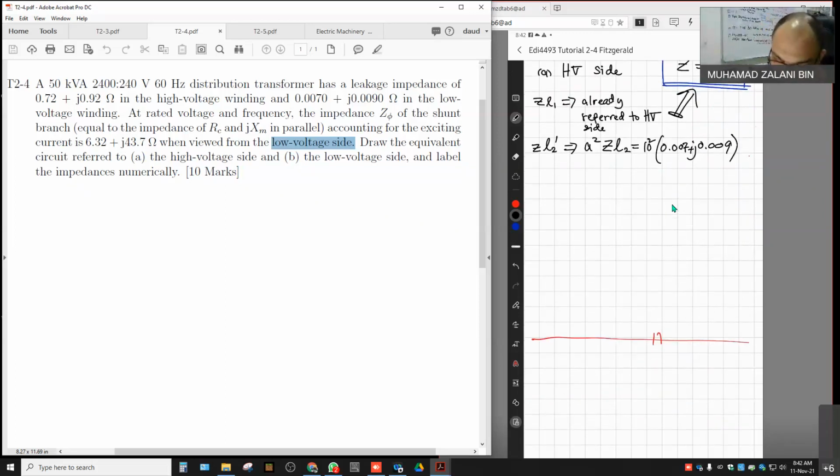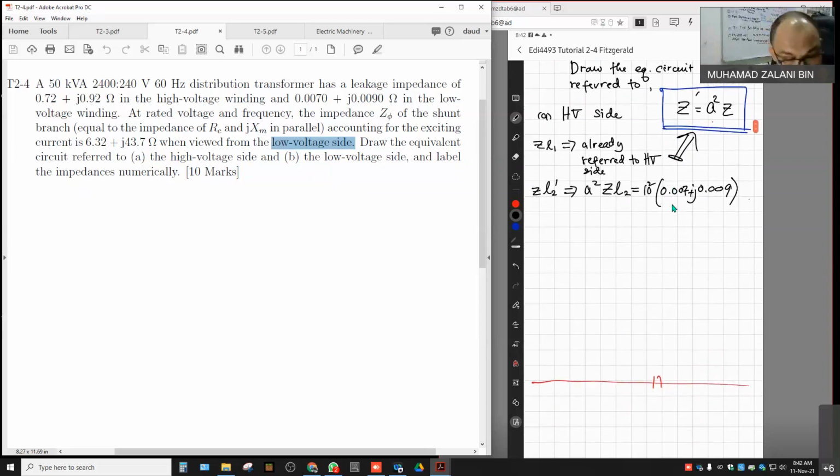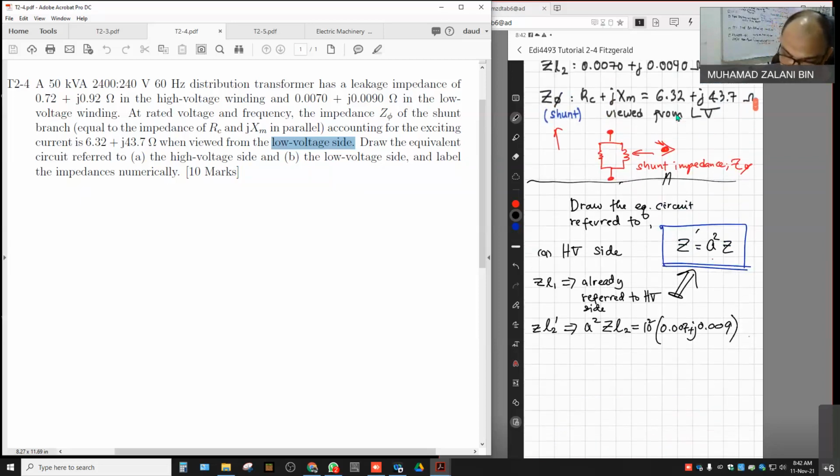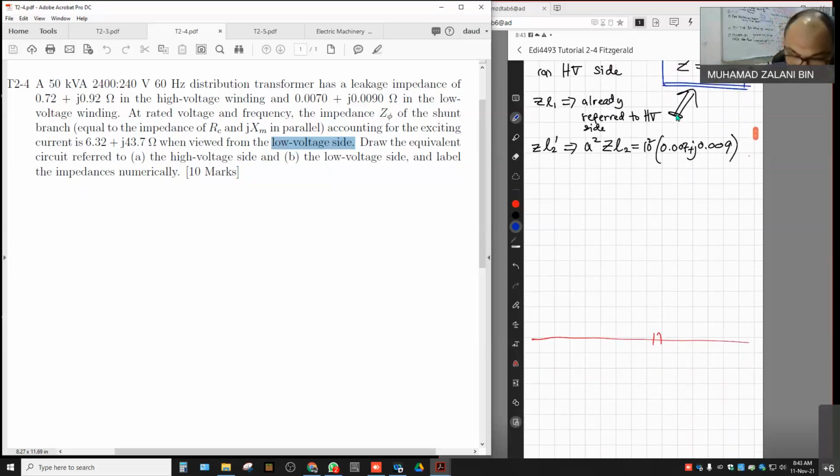Next, the shunt impedance. The given shunt impedance is seen from the low voltage side, so we also need to transform it into Zφ prime. Zφ is seen from the secondary side, so we need to transform it to Zφ prime, which is a squared Zφ. Substitute all the values: j43.7 ohms.